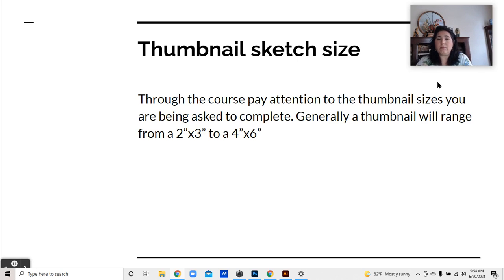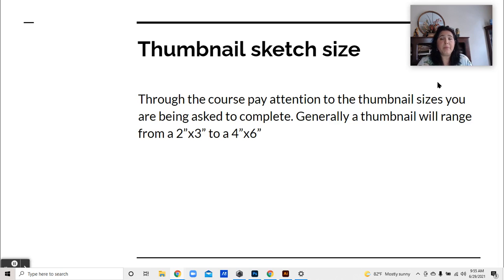The other thing about a thumbnail that I want you to take away is that a thumbnail is fairly small. Okay, so for this class, a thumbnail will be 2 inches by 3 inches, or maybe a little larger, 4 by 6, depending on what you're making. But it's not meant to be a full finished drawing. It is meant to help you communicate how you plan to organize the picture, how you plan to put it all together. And it helps the teacher let you know that you're on the right track.